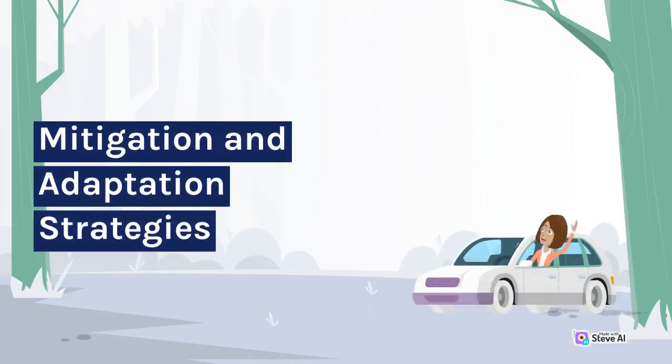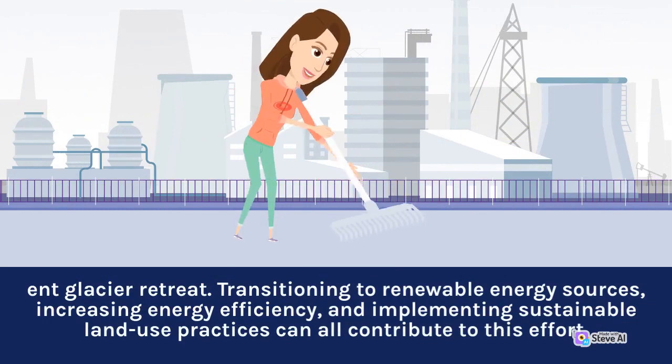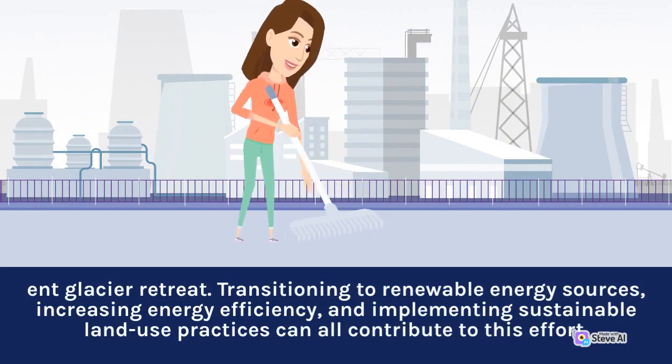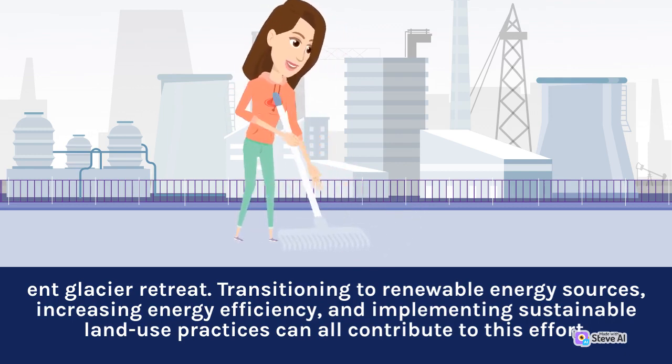Mitigation and adaptation strategies. To mitigate the impacts of glacier retreat and weather pattern changes, urgent action is required. Reduction in greenhouse gas emissions is crucial to slow down the pace of global warming and subsequent glacier retreat. Transitioning to renewable energy sources, increasing energy efficiency, and implementing sustainable land use practices can all contribute to this effort.